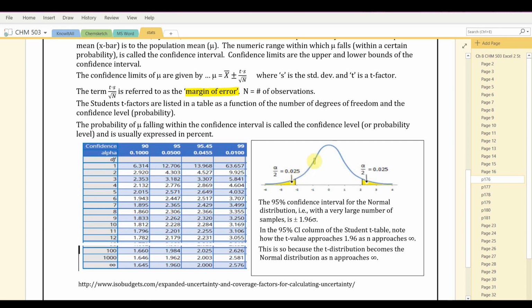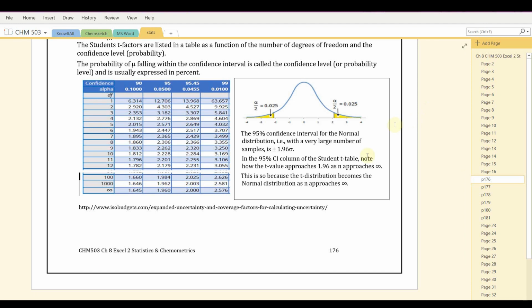Here's what it looks like. After we calculate the margin of error using a t-value, we can say that the true population mean falls somewhere within this range 95% of the time, and that leaves 5% probability that the true population mean could be outside the range, 2.5% either side. So there's an example of the calculation of confidence interval and confidence limits in our Excel spreadsheet. Let's take a look at that.